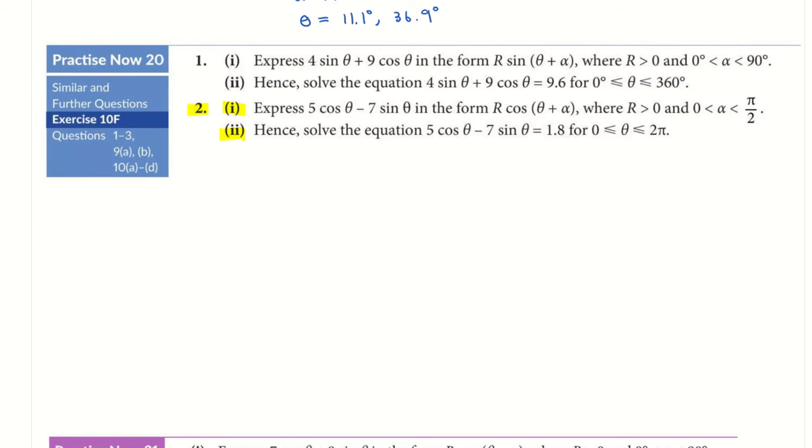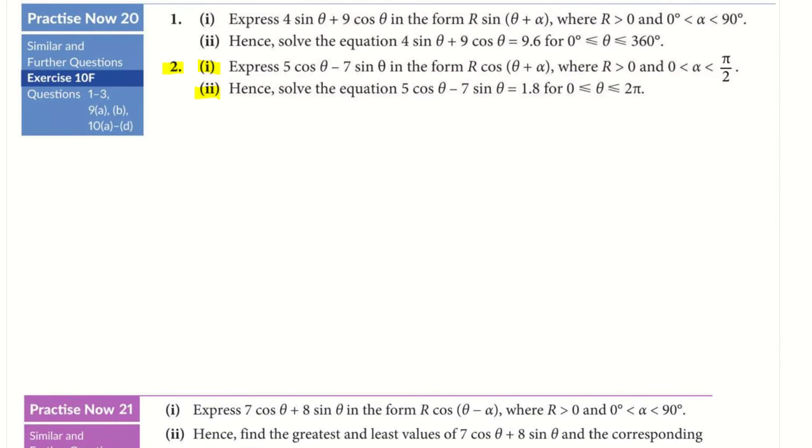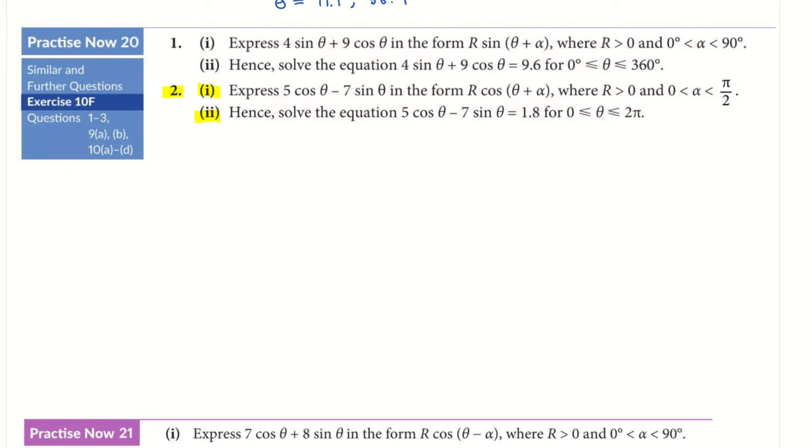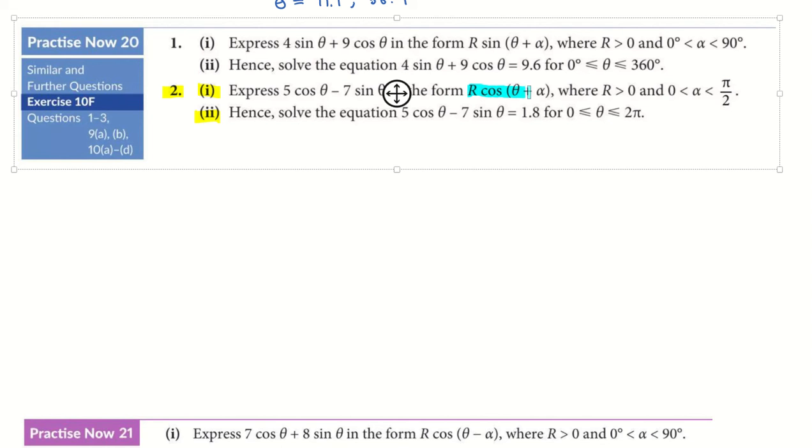Okay, this is another introductory video of R formula. We are looking at question 2. Express 5 cosine theta minus 7 sine theta in the form of R cosine (theta plus alpha). So when you see this R and cosine or R and sine, this is the R formula question.